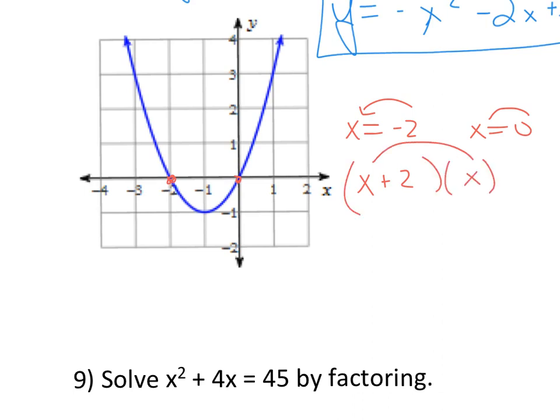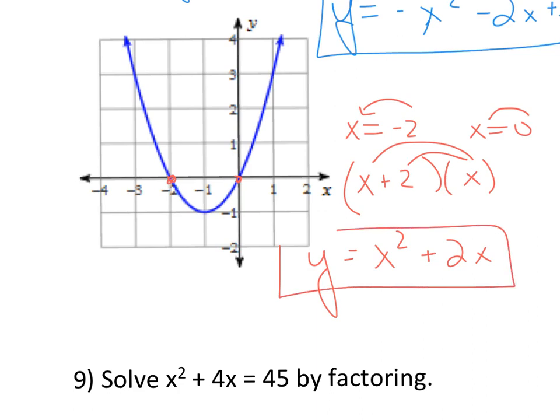Okay, I'm going to go ahead and distribute that x through and get x squared plus 2x. I'm going to set it equal to y. And once again, keep in mind, it's going up, so I don't worry about putting that negative 1 out front. Okay, and that's my answer.